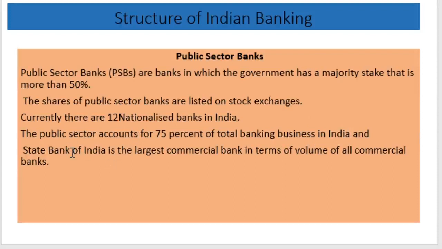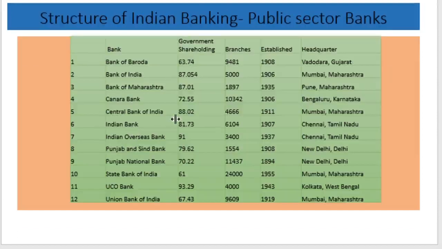Among the public sector banks, State Bank of India is the largest commercial bank in terms of the volume of the assets of the bank. The public sector banks in India are given in the following table. As of April 2020, we have 12 public sector banks. They are Bank of Baroda, Bank of India, Bank of Maharashtra, Canara Bank, Central Bank of India, Indian Bank, Indian Overseas Bank, Punjab and Sindh Bank, Punjab National Bank, State Bank of India, UCO Bank and Union Bank of India.